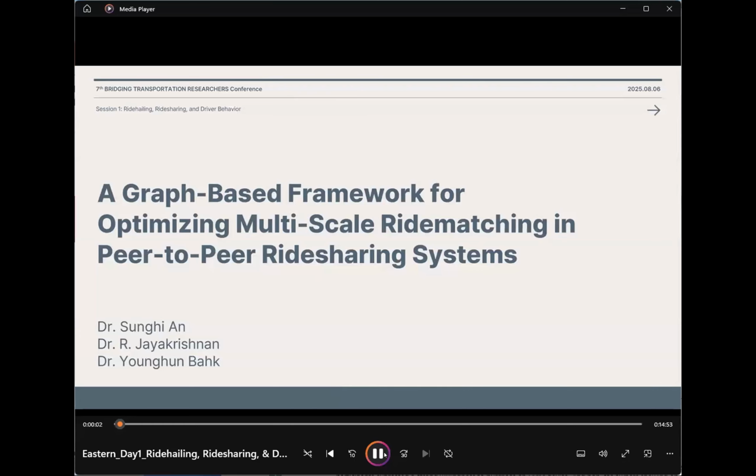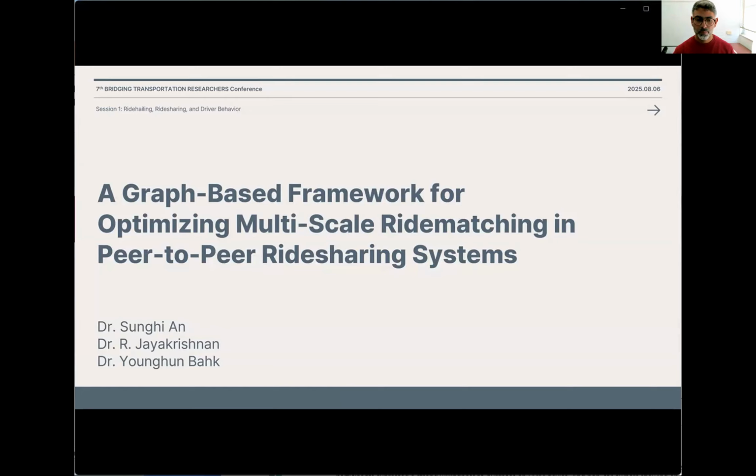Hi everyone, I'm pleased to present our research on a graph-based framework for optimizing multi-scale matching problems in peer-to-peer ride-sharing systems. Today, I will be discussing our approach to improving peer-to-peer ride-sharing by introducing a novel graph-based optimization method. Let's begin with some background.